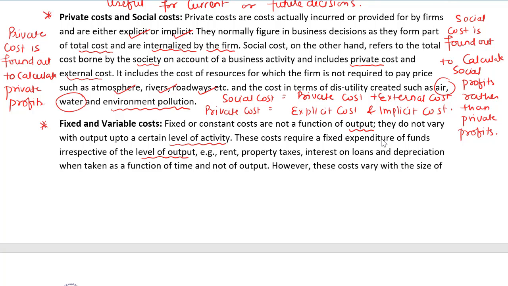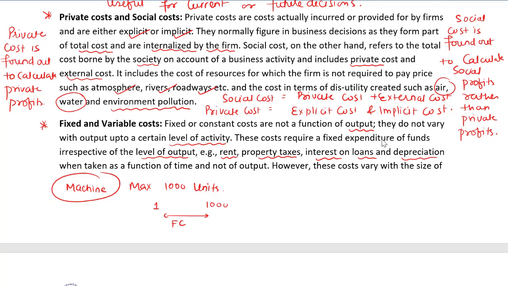Supposedly, there is a machine whose maximum capacity is 1000 units. Suppose you produce 1 unit or you produce 1000 units, the fixed cost would be the same. I believe you understood. Fixed cost is the price of the machine, which is fixed. Continue. Examples: rent, property tax, interest on loans, depreciation, when taken as a function of time and not of output.